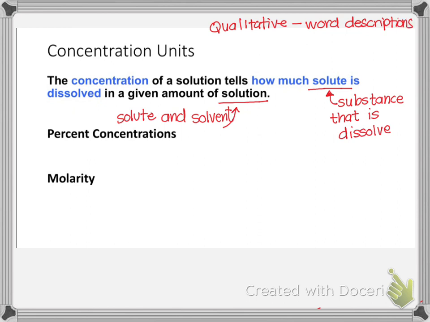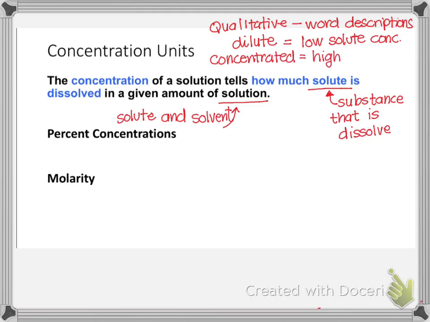When we're talking about concentration, sometimes we say a solution is dilute. If a solution is dilute, it would have low solute concentration. Or we can say a solution is concentrated, and that would have a higher solute concentration. So in some circumstances, using the words dilute or concentrated is appropriate and gets us where we need to be.